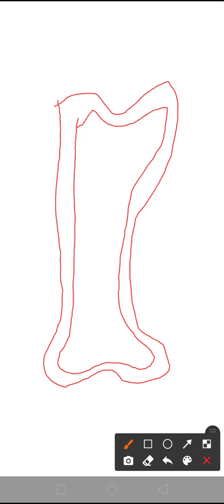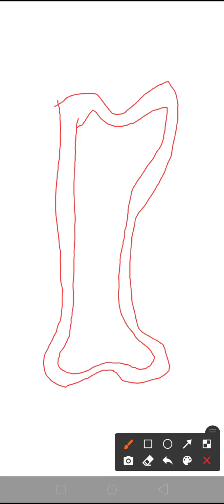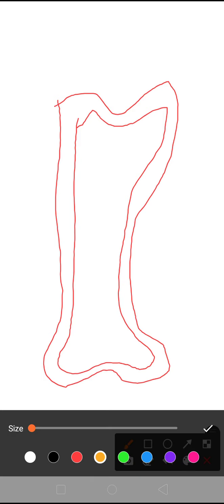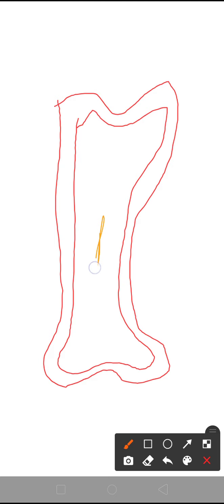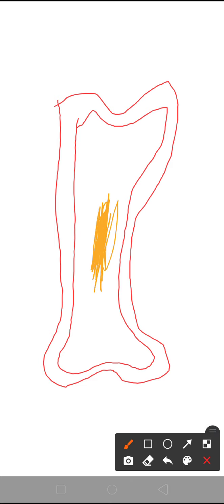And in the marrow cavity, the part where it is narrow has a yellowish tissue which we call the yellow bone marrow. So in this part there is yellow bone marrow in the marrow cavity, while in the broader part there is the red bone marrow.